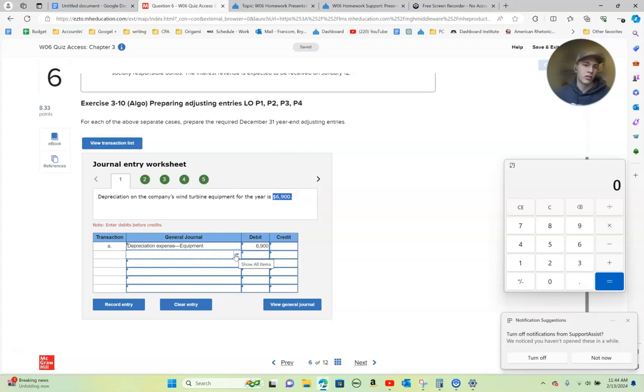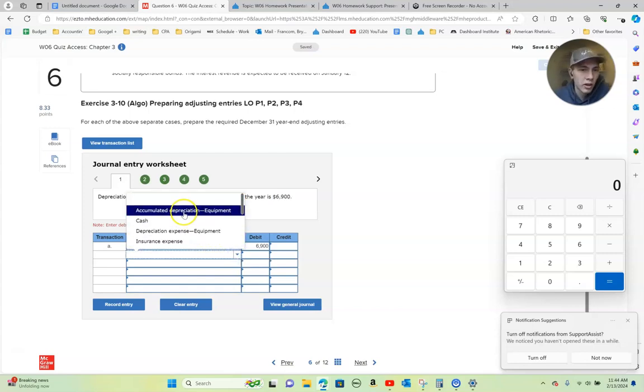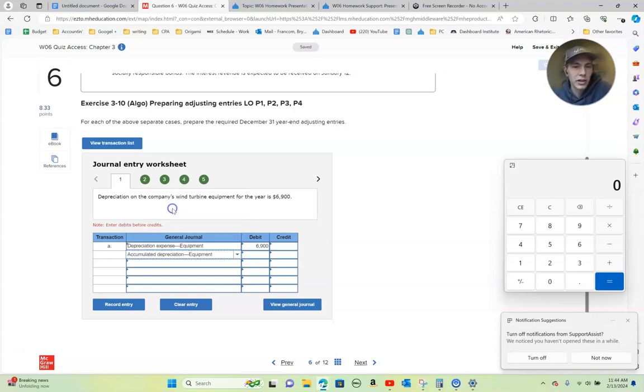All right, and then we need to create our contra account because we can't just have a debit without a credit. It won't add up. So we want to put that in our accumulated depreciation to accumulate all that depreciation value and to kind of counteract the expense over here. So that is a contra account, which we will credit 6,900. So it's kind of linked to this one in a way.